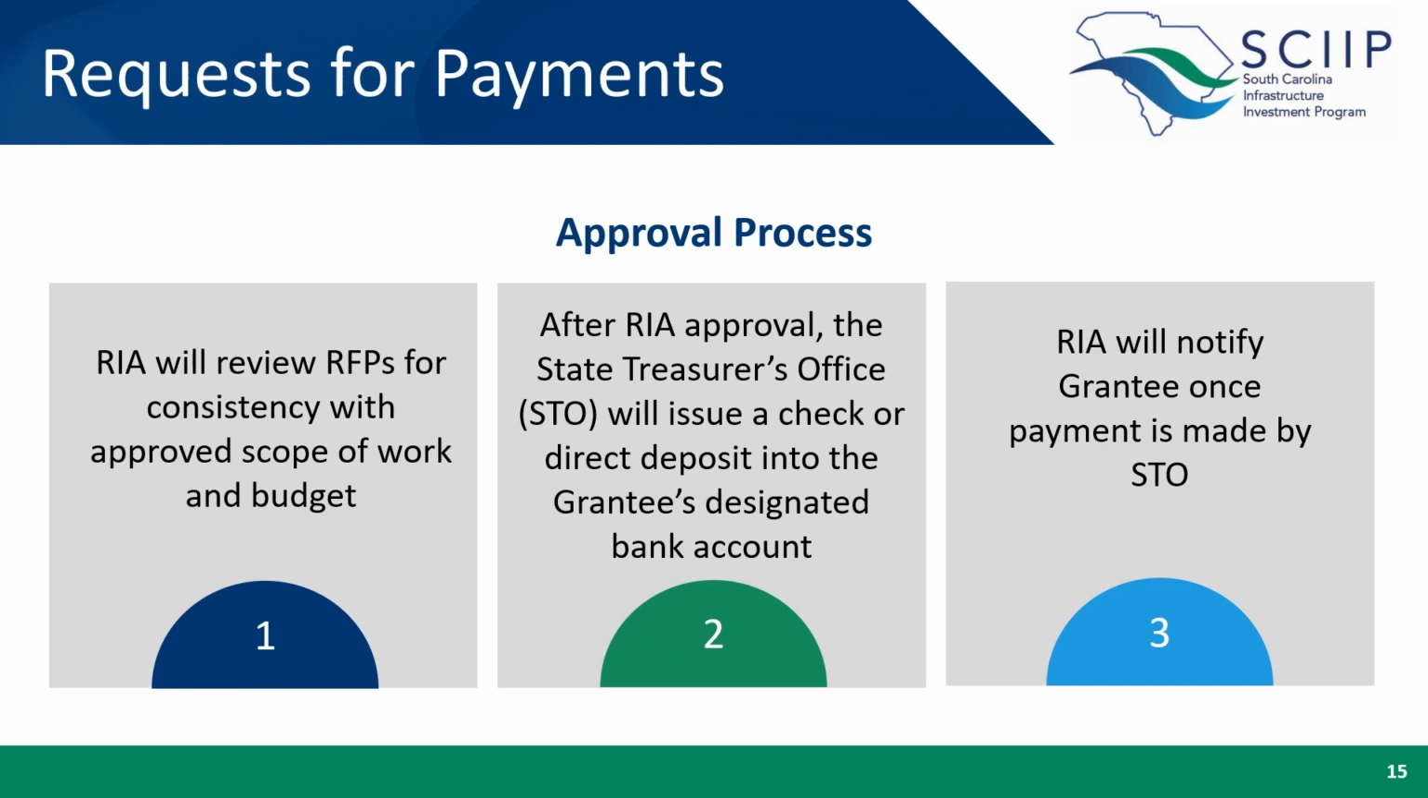For those grantees with direct deposit account, please note that the payment will likely go into the general fund account, and you will then need to promptly transfer or deposit it into the account designated for the grant, since you only have 10 days to disburse funds. To assist with the timely processing of payments to contractors, RIA will notify grantees when payment is made by STO.